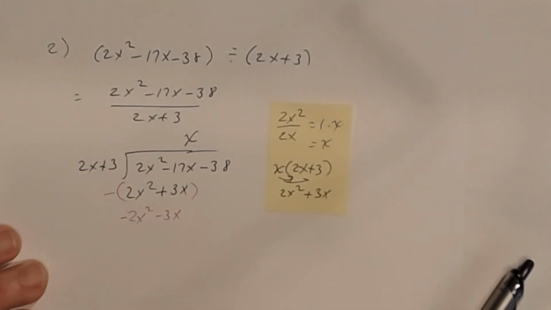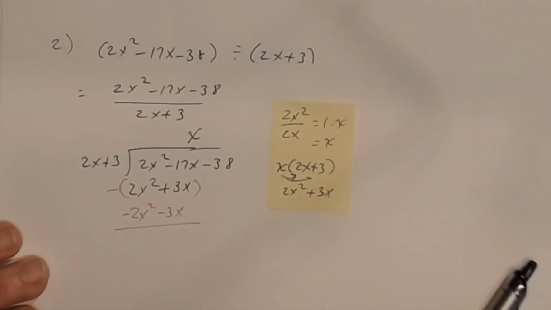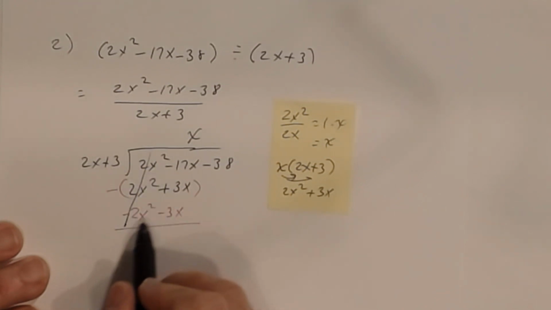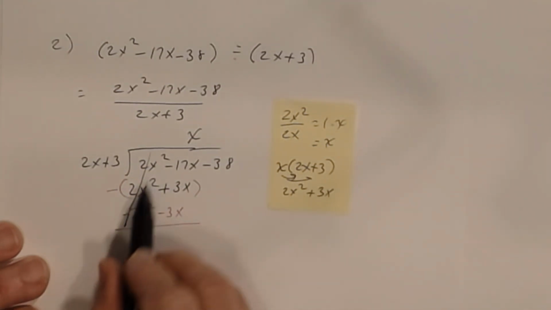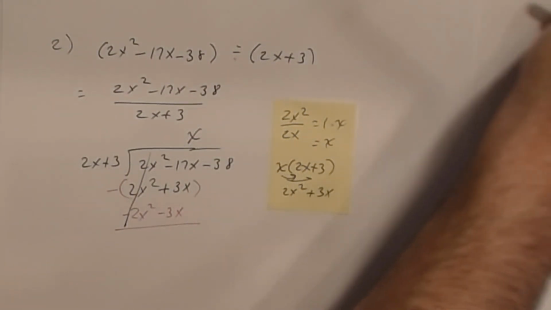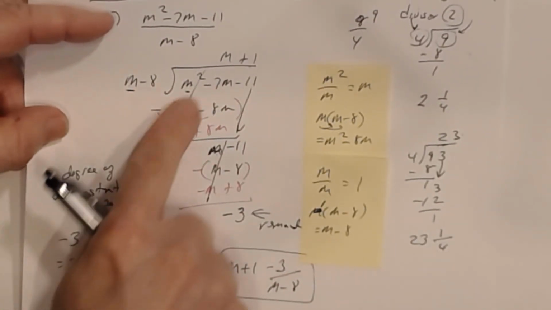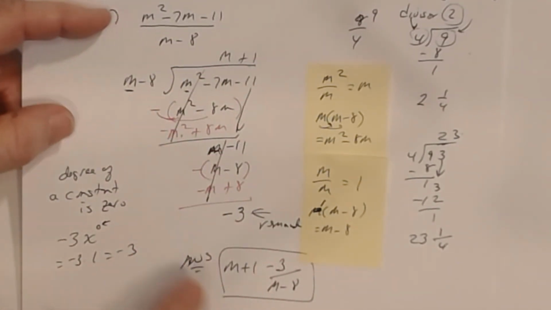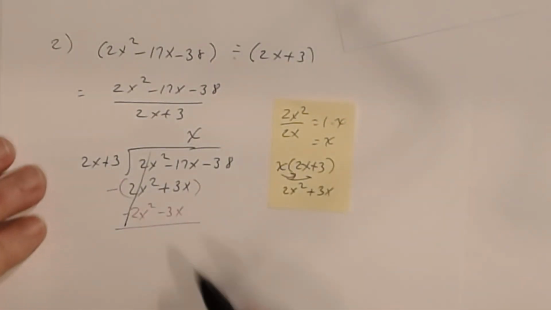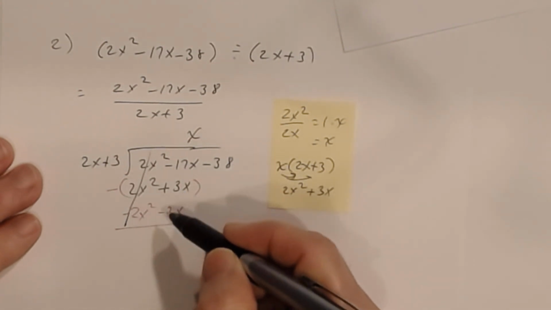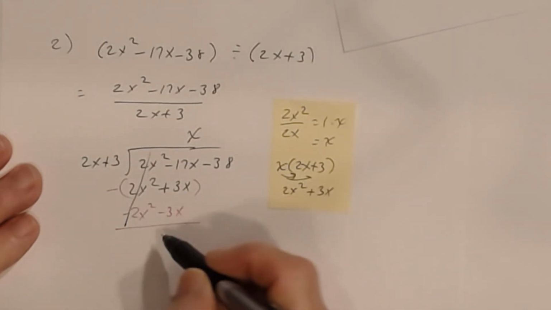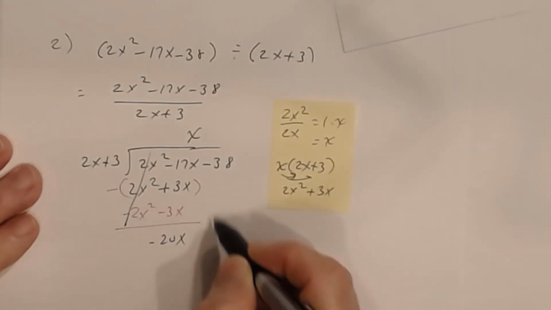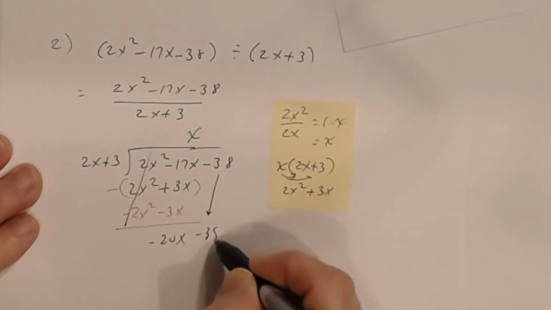All right, now, if you're doing this correctly, remember this is what's going to happen. These are going to end up being 0. See that? 2x squared and negative 2x squared, 0. That's always going to happen. So every time you repeat that process, you see how the first column always cancels out? It's always going to look like that. A negative 17x and a negative 3x is a negative 20x. Bring on the next term.